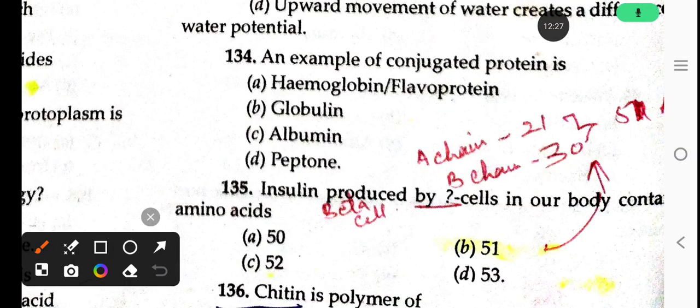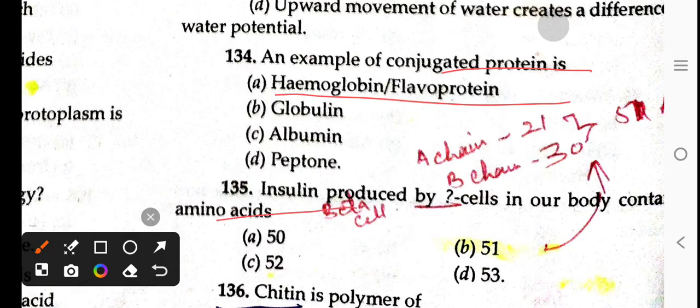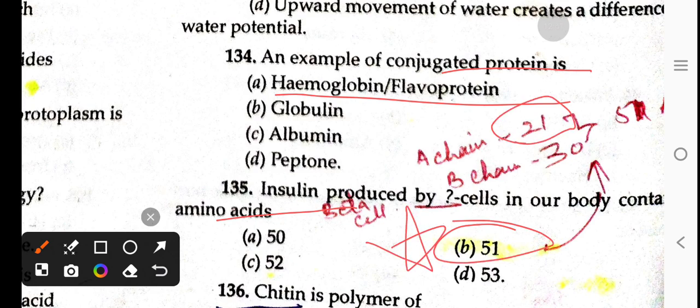An example of conjugated protein is hemoglobin or flavoprotein. Option number is the right answer. Next, insulin produced by beta cells of the islet of Langerhans in the pancreas in our body consists of amino acid. So it consists of 51 amino acids, out of which 21 are present in chain A, whereas 30 are found in chain B. So it consists of 51 amino acid.